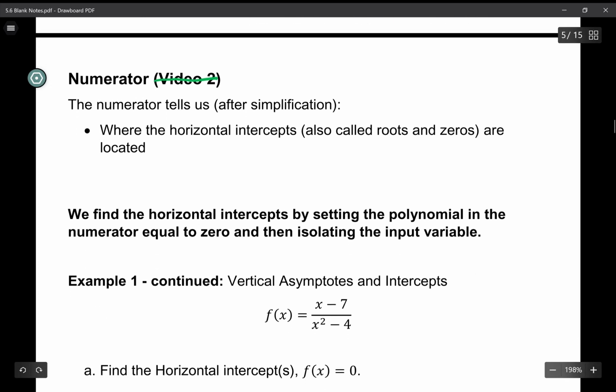All right, so what does the numerator tell us? The denominator told us the vertical asymptotes and the values not in the domain. The numerator tells us the horizontal intercepts, right? Where the numerator equals 0 and the denominator doesn't is where it crosses the x-axis. We also call these roots and zeros. Remember, those are the 3 synonyms there.